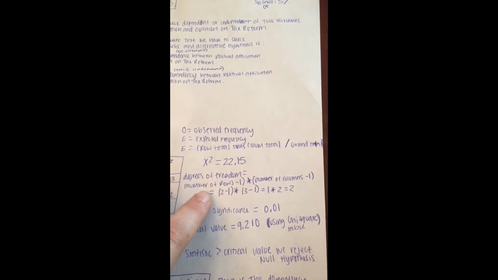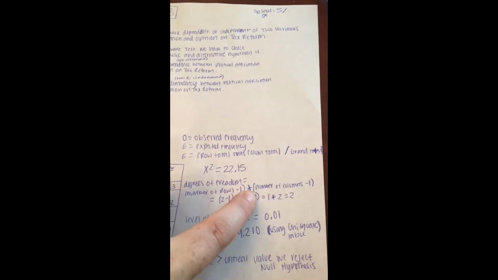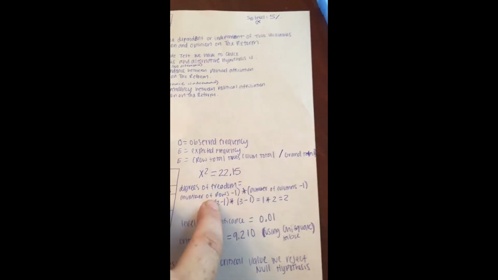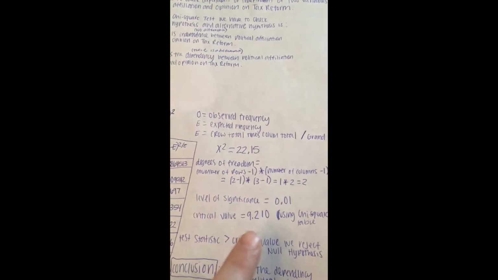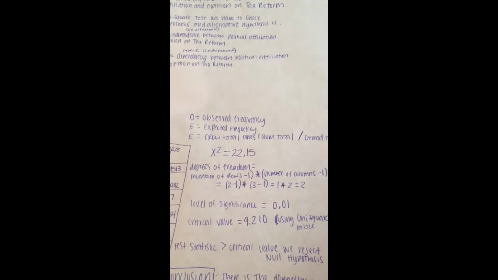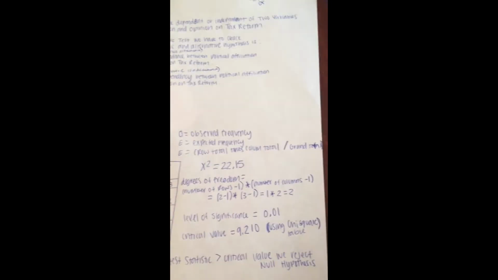And then we need to figure out the degrees of freedom. That's our number of rows minus 1 times our number of columns minus 1. That's given to us here. We have 2 rows and then 3 columns. So we get 2. And then the level of significance is 0.01, which was given to us. Alpha 1%, which would be 0.01.